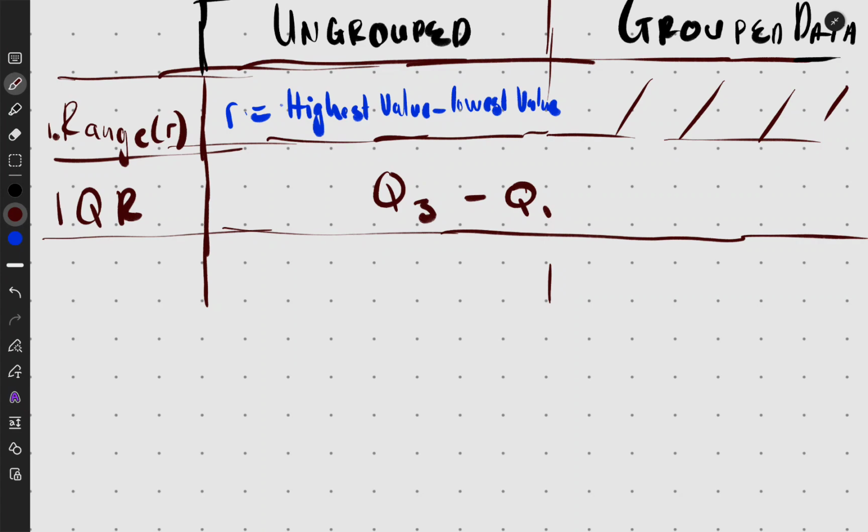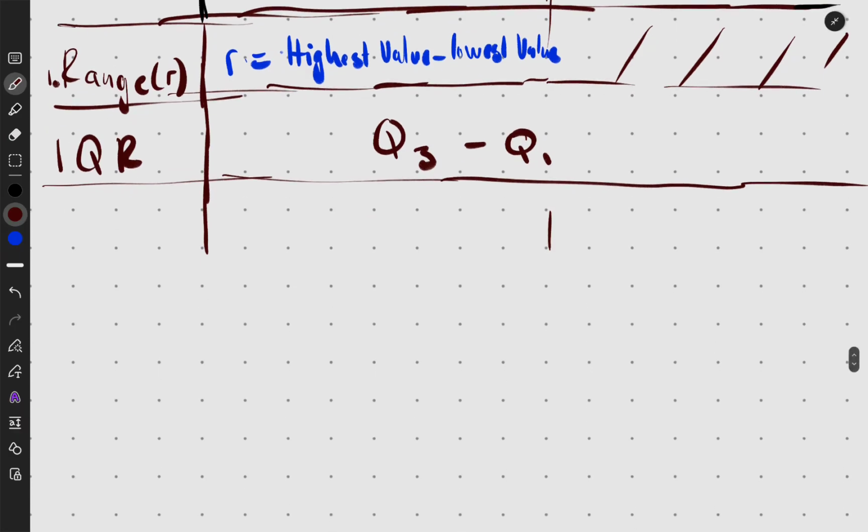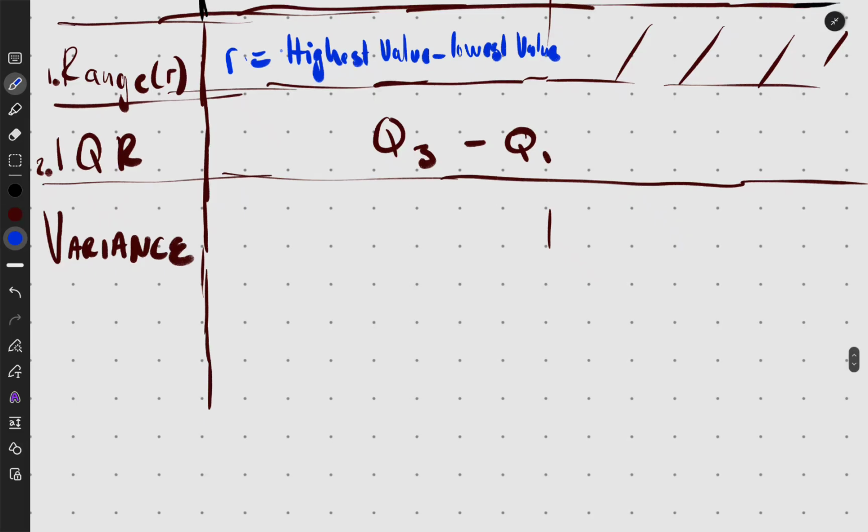For grouped data, we had mean. For grouped data, we had the median. For grouped data, we needed the formula for mode. We needed the formula for the quartiles. But in here, for grouped data, the only special formula will be for variance. So I've said a lot just to make you know that variance, which is this next one, is the dangerous one. Okay? Variance. This is where you are going to need to know formulas.